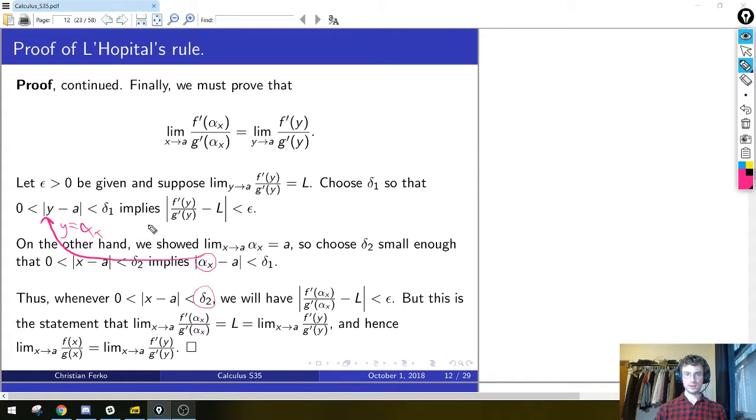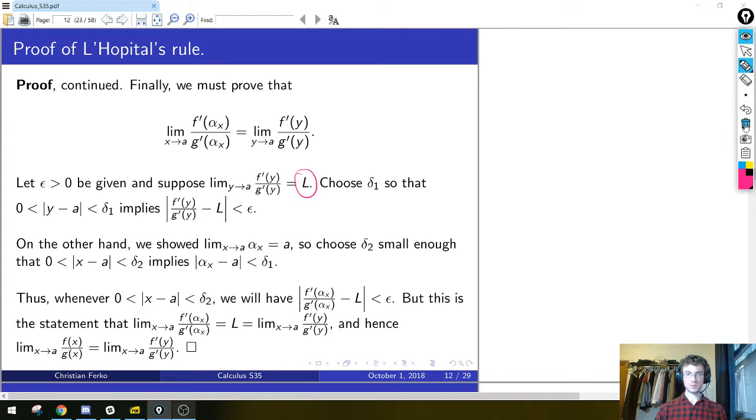So the assumptions are precisely what we need. Combining those two implications, whenever x is within distance delta 2 of a, this is true, so this is true, so the quotient is within distance epsilon of L, right? So that's good, because that's what we wanted to show. If the quotient of the derivatives at alpha is within distance epsilon of L for any epsilon, that's by definition the statement that the limit of this weird quotient at alphas is equal to L, which is just what we called the limit of the ordinary quotient of derivatives.